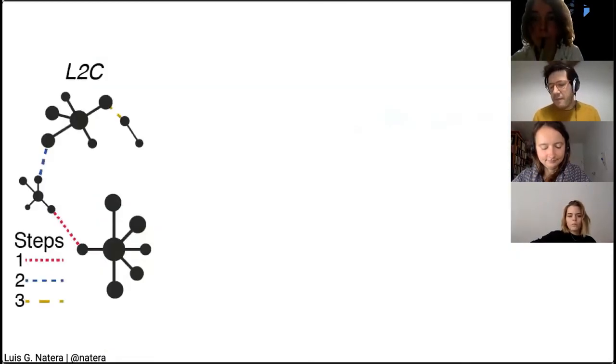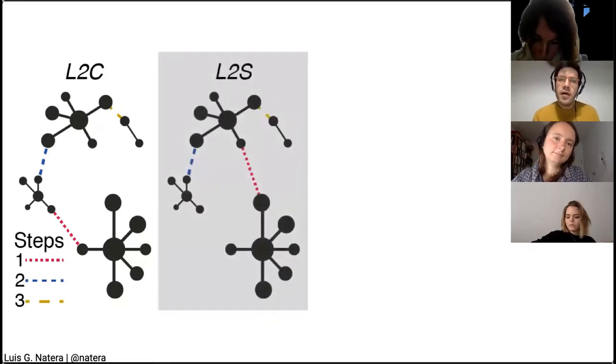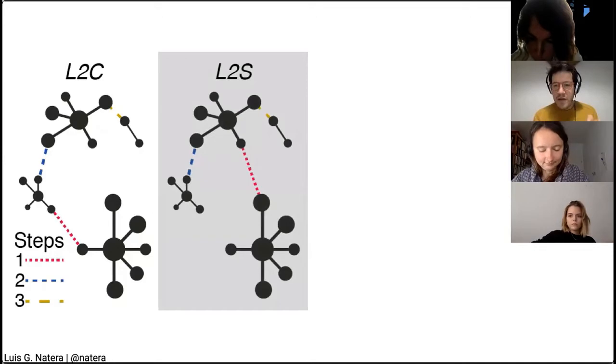We designed two main algorithms. The first is largest to closest. This means that we look for the largest connected component in the network, or the largest bicycle subsystem, and we connect it to the closest bicycle lane that we have, and so on. And then we have largest to second, where we look for the two largest connected components and we link them together, and we keep repeating this process.